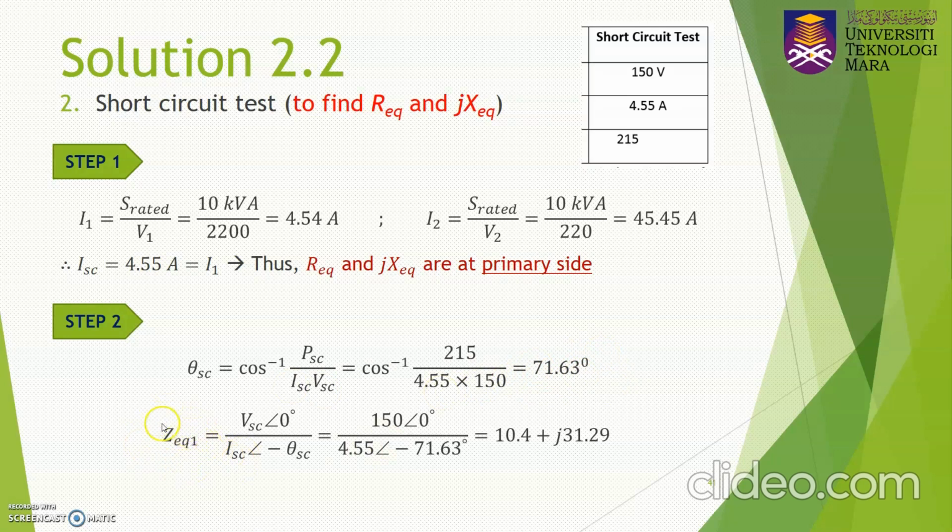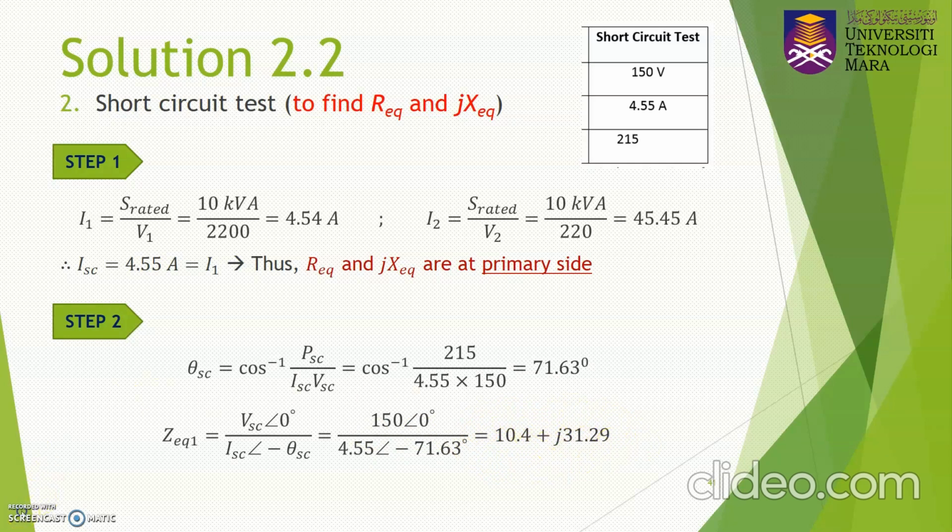So Z equivalent, by applying Ohm's law, Z will be equal to V divided by I. In this case, V short circuit is equal to 150, the angle is 0. And then the I short circuit is 4.55, and the angle of the short circuit is given by this answer, so it is negative 71.63 degree. Then you just key in the value into your calculator. You get the Z equivalent equal to 10.4 plus J31.29. So this represents your R equivalent, and this is your X equivalent.